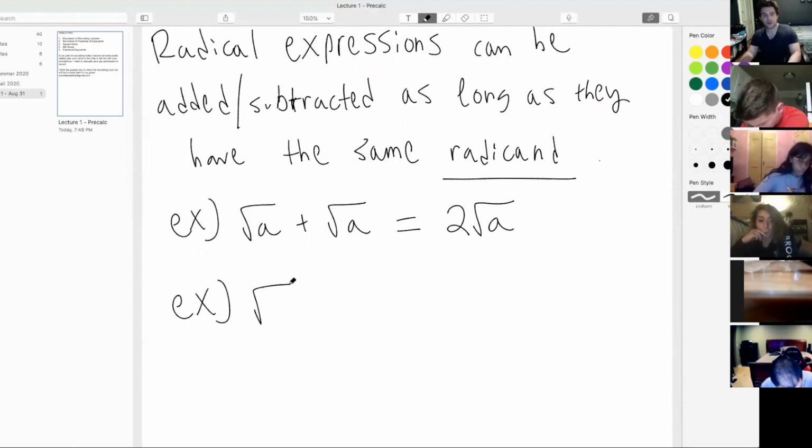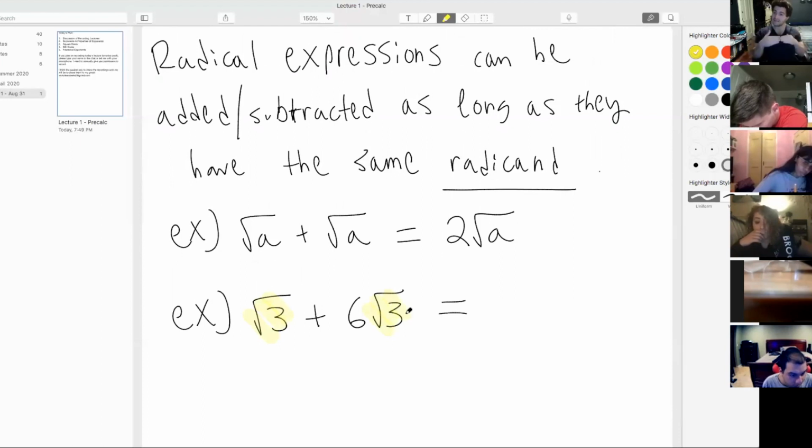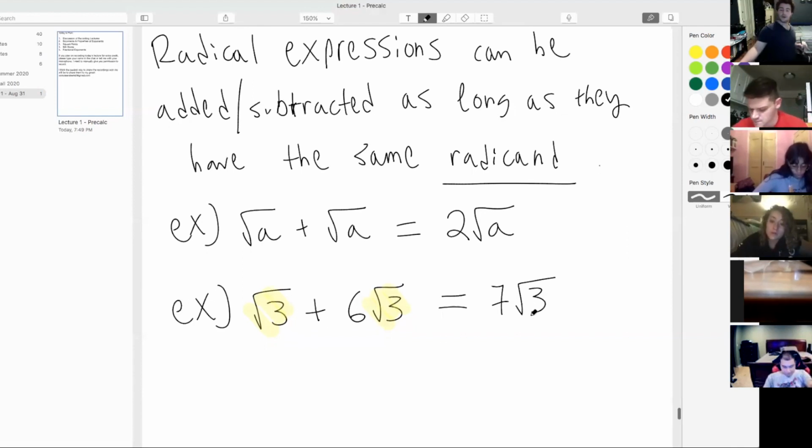How about the square root of 3 plus 6 times the square root of 3? Okay, so we just need to acknowledge here that the radicands are exactly the same. So they can be added together. So this is just going to be 7 radical 3. So it's kind of like you're adding like terms, like when you add 2 polynomials together, which we're gonna do later, but it looks the same as that. So this is 7 square root of 3.